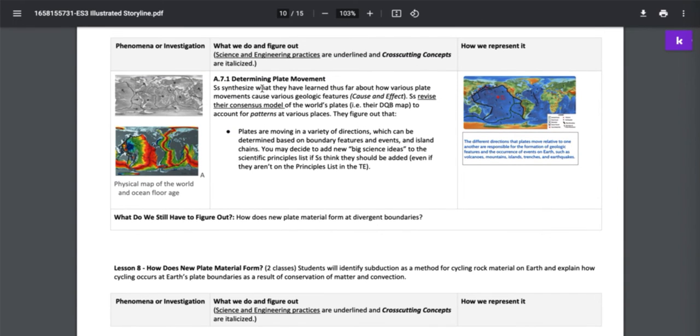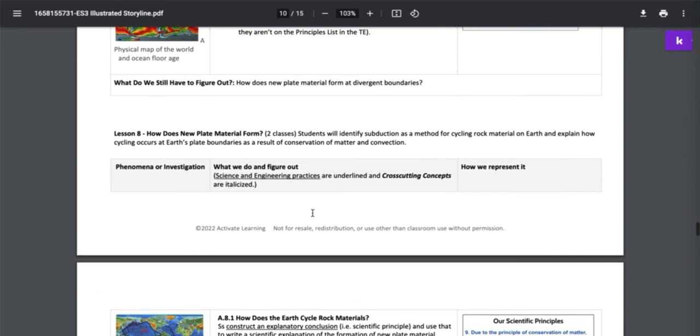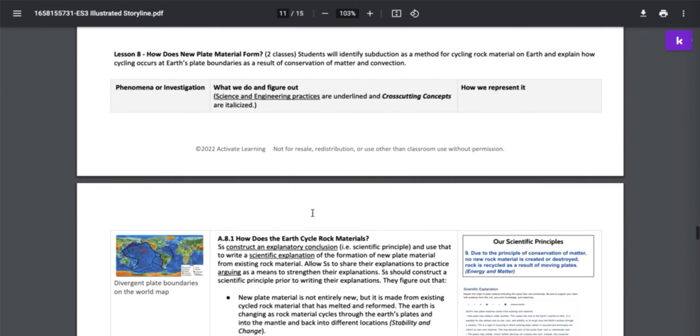So yeah, basically determining plate movement. How do we know the plates are moving? Well, we can actually see it now, right? We have GPS data that shows that the plates are moving, in fact, and we can measure that and record that.